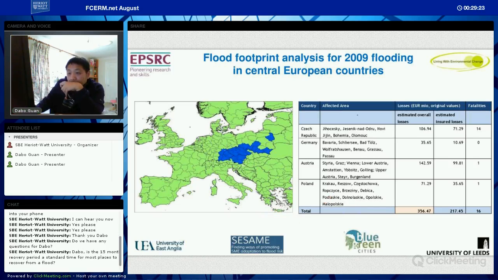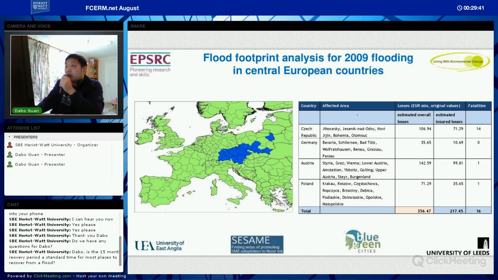If you have questions... Okay, I repeat the question: is a 15-month recovery period a standard time for most places to recover from a flood?